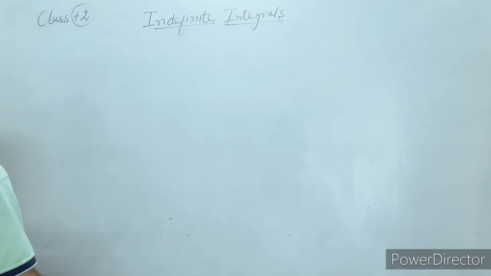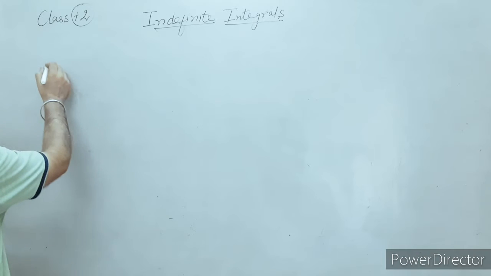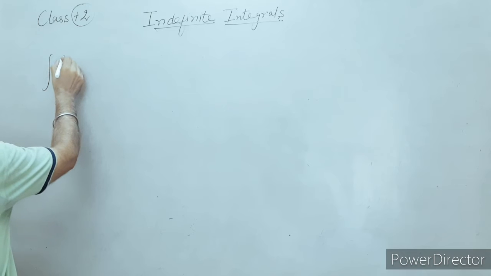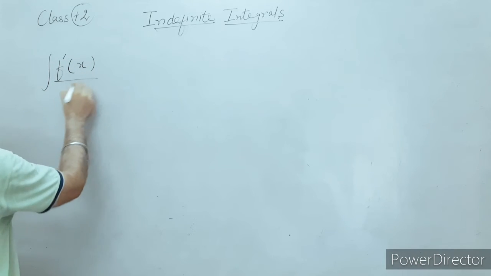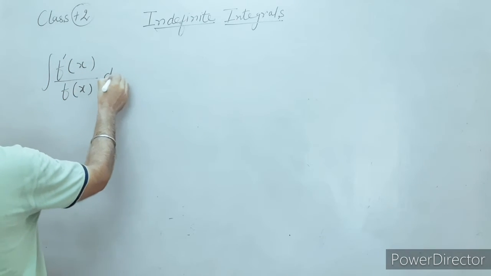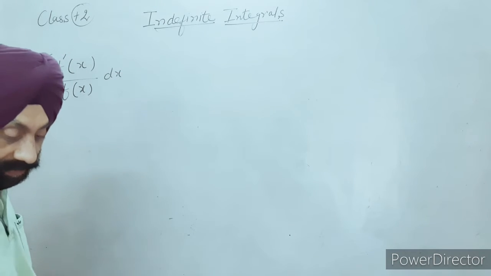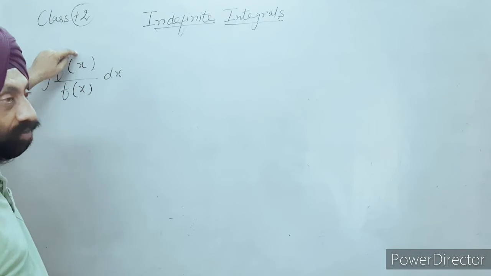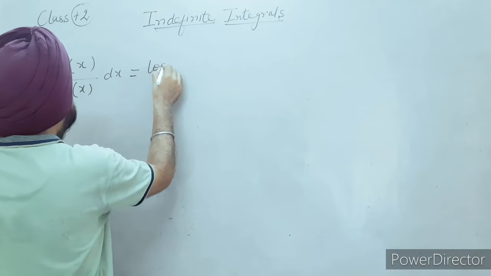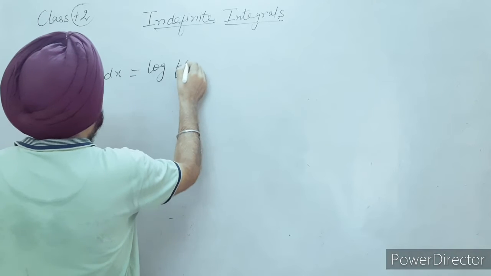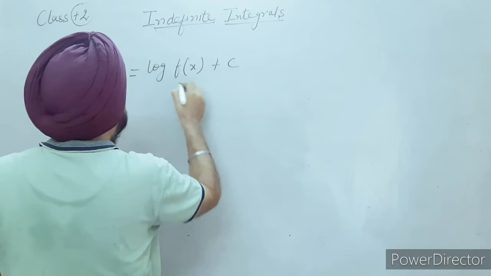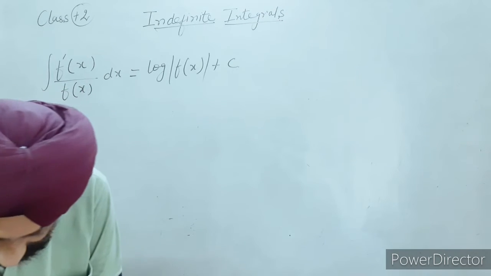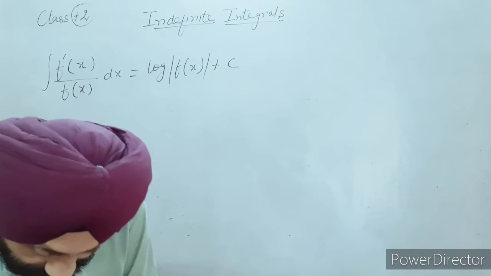Now the next type is this: the integral of f dash x upon fx dx. It's a very simple type. The derivative of the denominator is in the numerator. The answer is simple: it's log of fx plus c. Right? Now let me do a question on this type also.